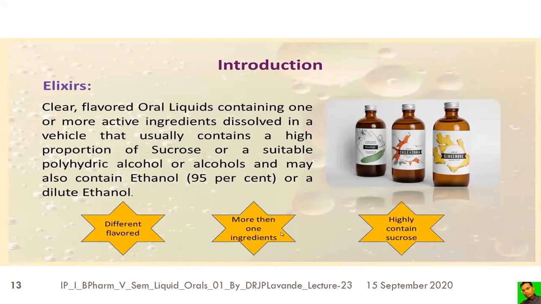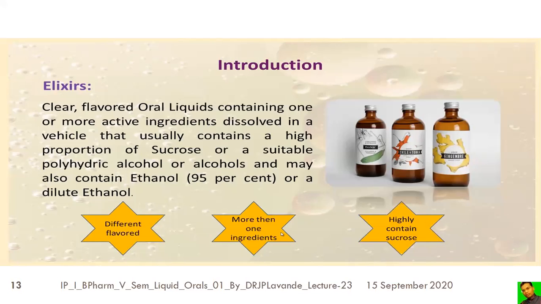What will it contain, or what is it? It is a clear, flavored oral liquid that contains one or more active ingredients, and these are dissolved in a suitable vehicle. Now the vehicle is what? The vehicle is sucrose, or it may be polyhydric alcohol, or alcohol, or 95% ethanol, right? Or it is dilute ethanol. So these are differently flavored. They contain more than one ingredient, and these are preparations that highly contain sucrose.